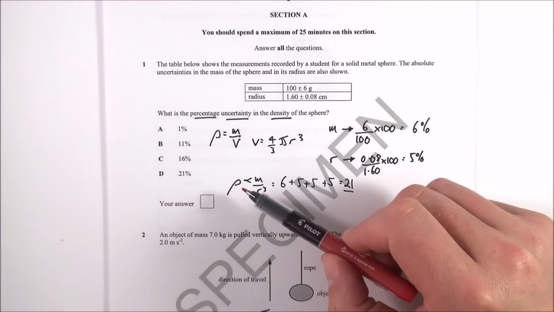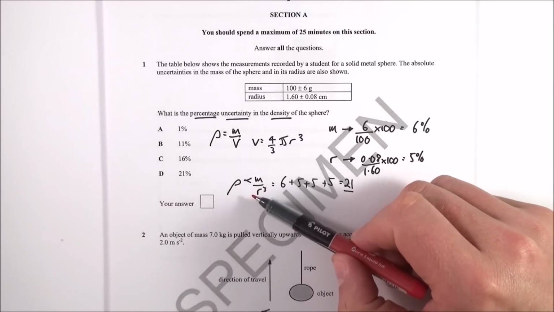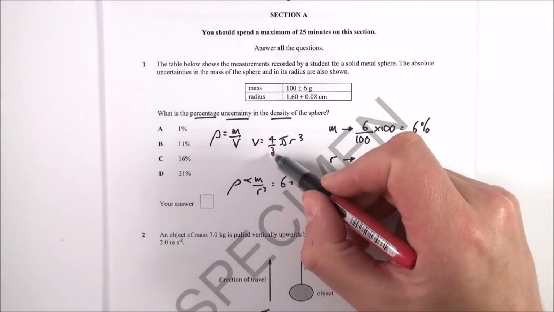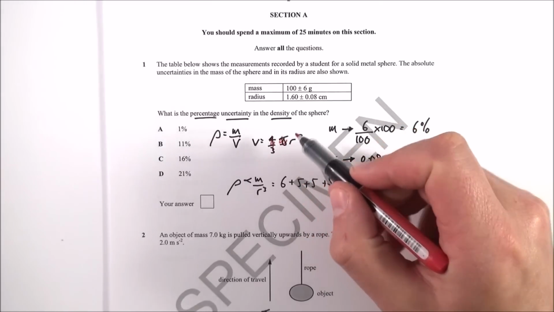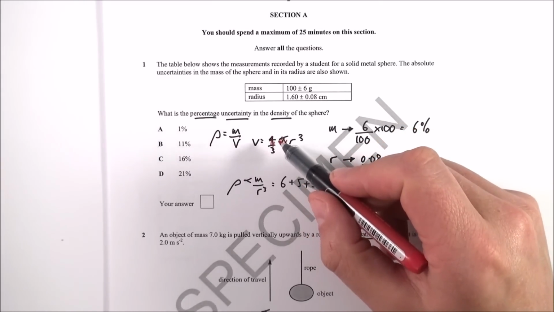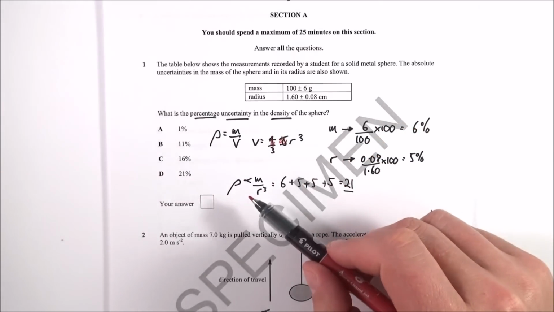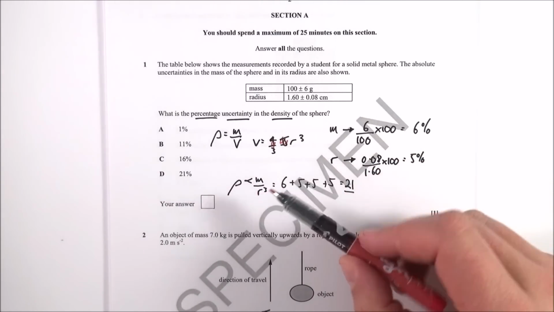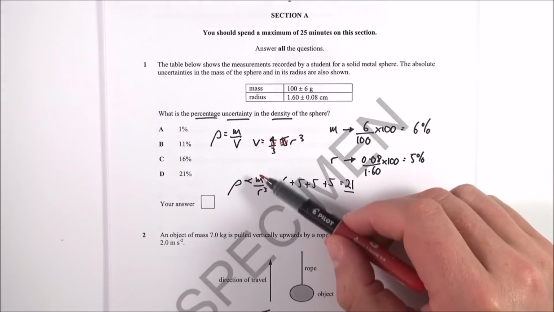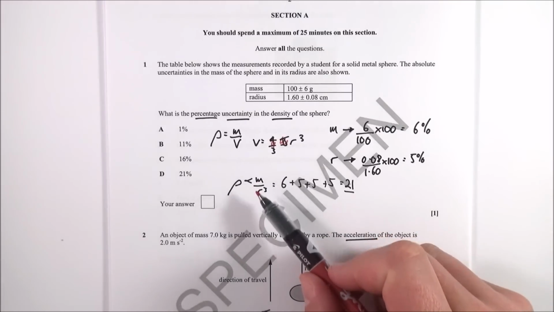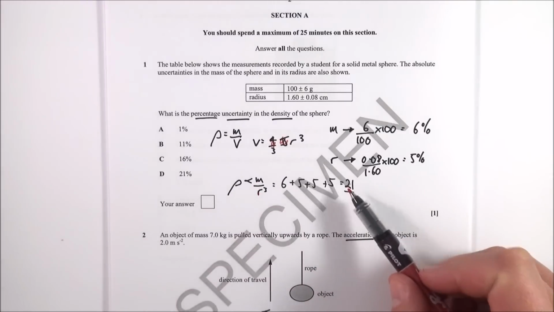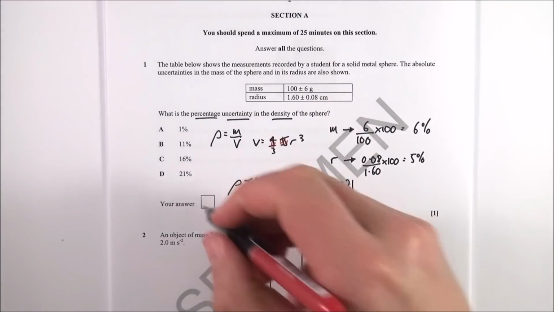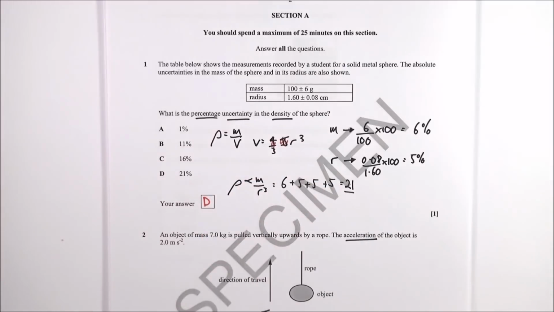But in order to work out the density, it's equal to mass over volume, and effectively 4/3 and pi, these numbers here are pretty fixed. We know what they are to a good number of significant figures. So that means the density depends on the mass and the radius, but the radius is cubed. So any uncertainty here, we just add it all up to get the total uncertainty. So it's 6 plus 5 plus 5 plus 5, which is 21. So the first one, the answer is D.